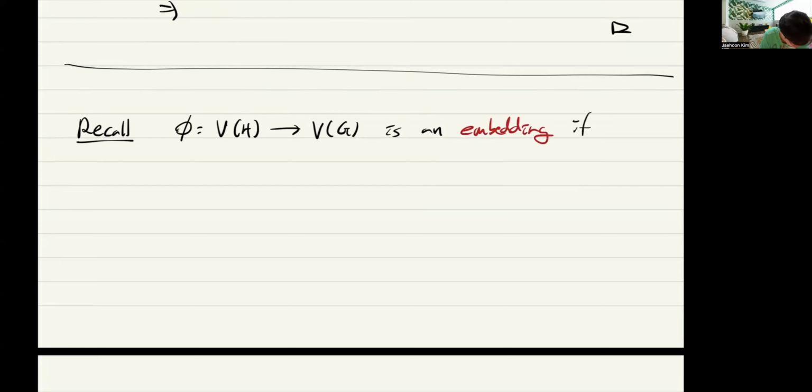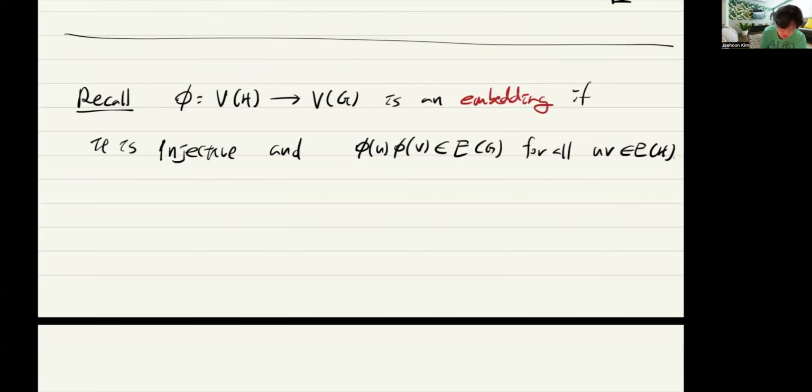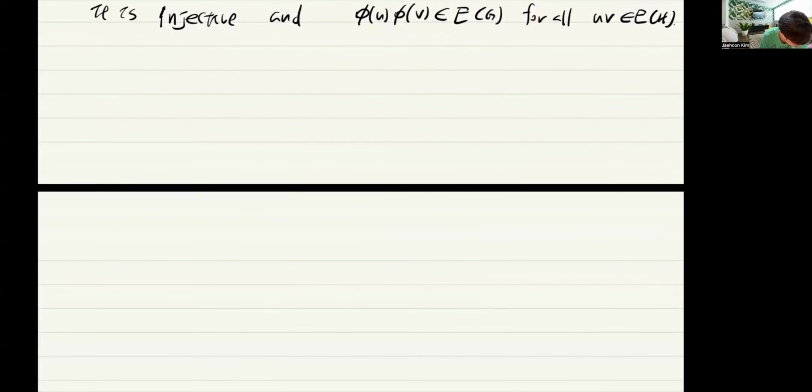if it is an injective homomorphism, and all the edges map to edges. For all edges in H, its image is also an edge. So it's the same as finding a subgraph which is isomorphic to H. You just see the image of this I, then that's a subgraph of G which contains H.